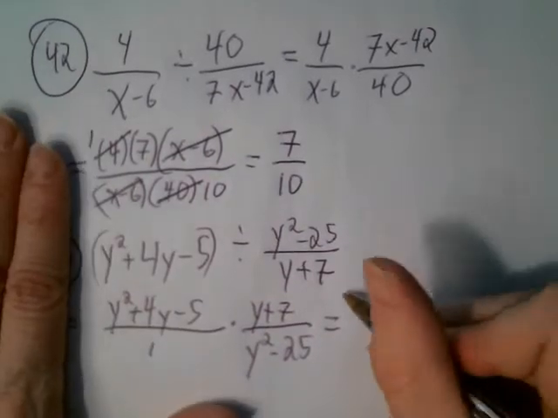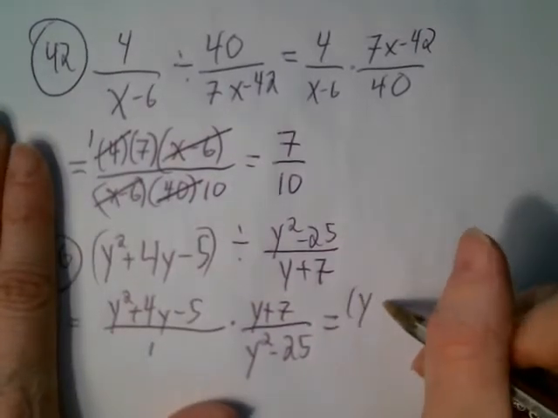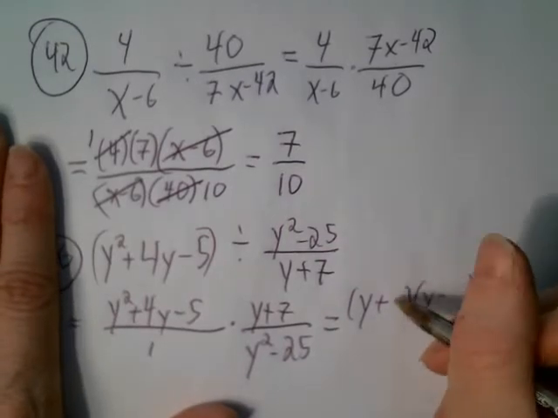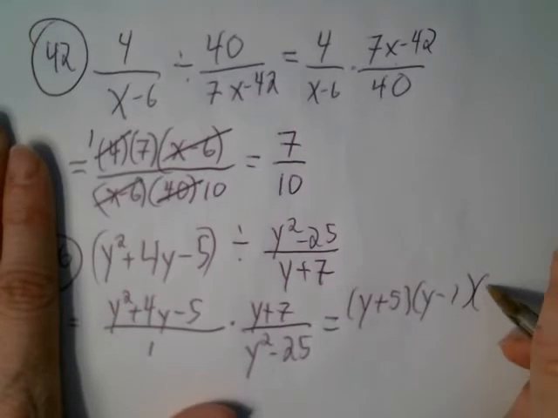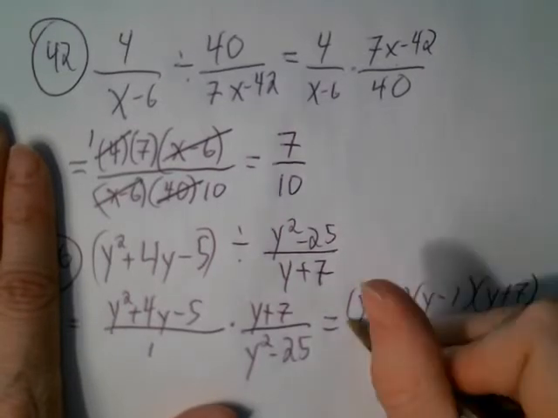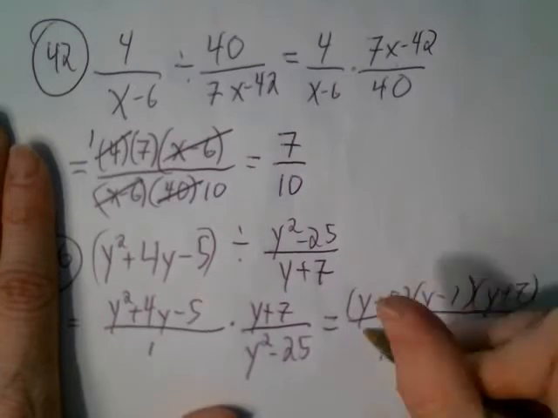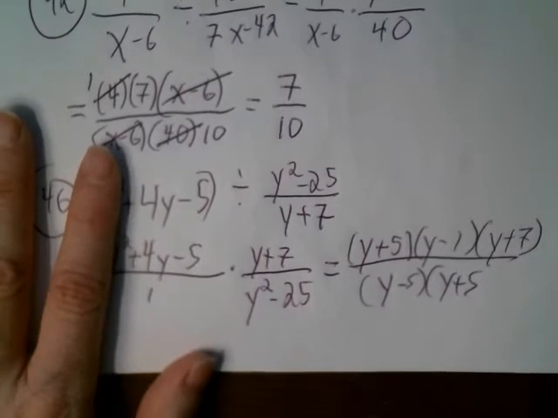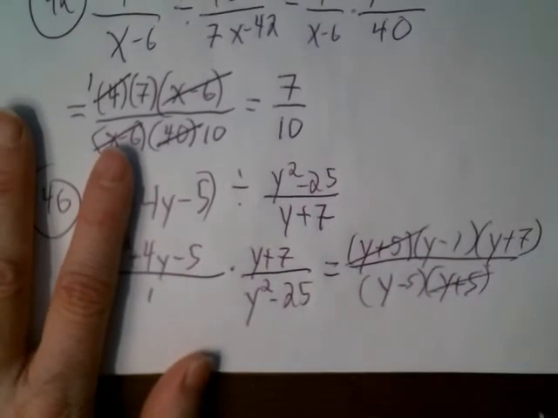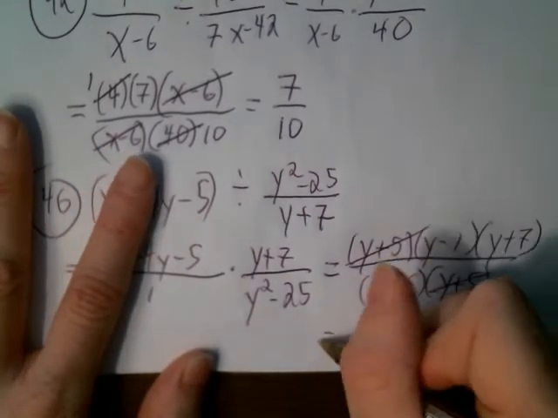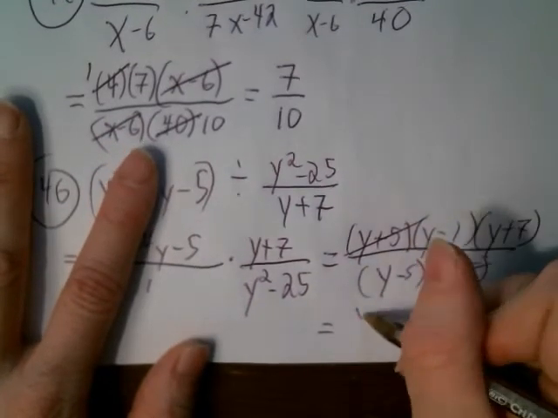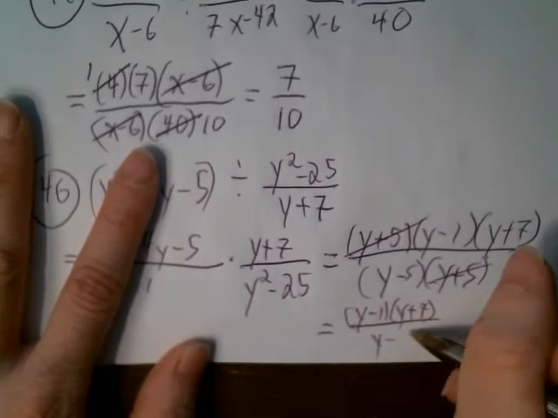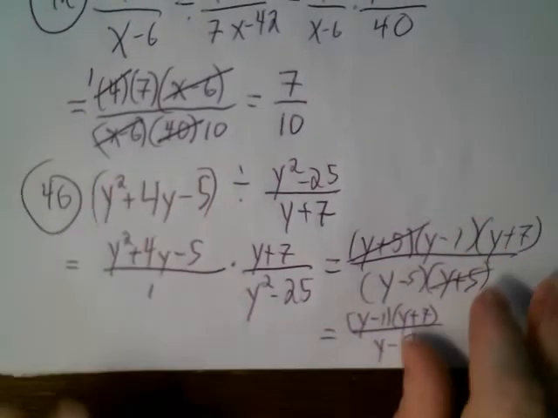Okay, and then factor the heck out of everything. So I have y plus, y minus. Looks like it's going to be 5 and 1. And then I got y plus 7, and it's all over y minus 5, y plus 5. Okay, so it looks like just the y plus 5's will go goodbye, and we're left with y minus 1, y plus 7, all over y minus 5. Okay, and I just leave it like that.